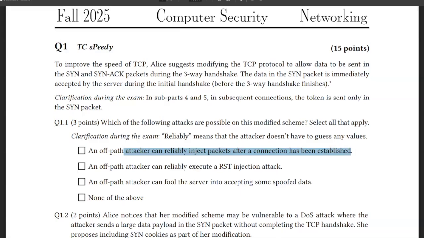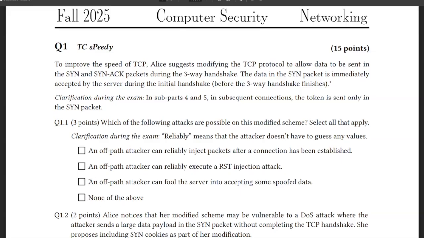And again, the off-path attacker can reliably execute an RST injection attack? Well, the answer for that is similarly no, because again, you have to guess the numbers, right? The sequence and port and whatnot. So just because you send data in the SYN doesn't mean you can suddenly guess those numbers, right? Since you still have to guess, you can't reliably execute these attacks, right? Because reliably implies a consistent basis, but this is just simply not true.